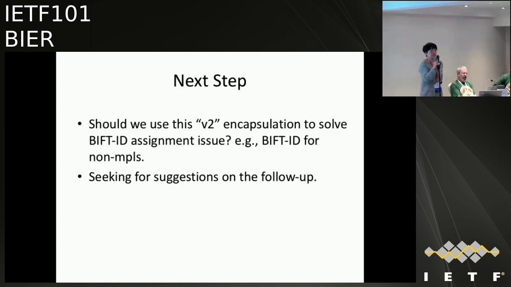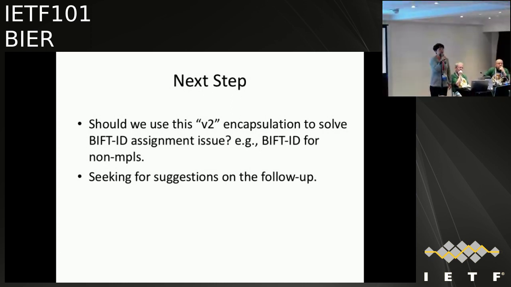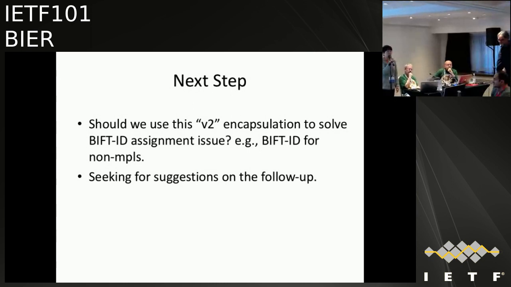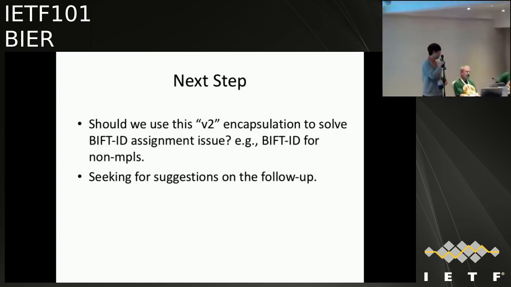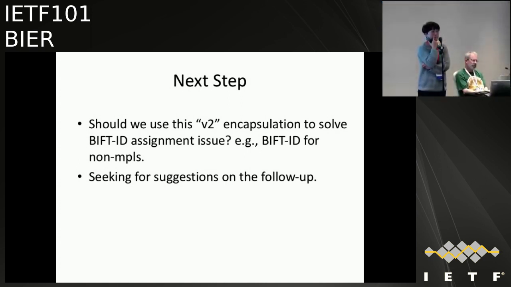Can you summarize what the BIFT ID problem is here? I mean the assignment, because you're saying there's no automatic way to distribute them. No, I'm talking about something else. But let's say if there's a need to distribute the BIFT ID for non-MPLS, we can do that, right? We can add it to the IGP or anything. So I don't think a version 2 encapsulation is necessary for that.